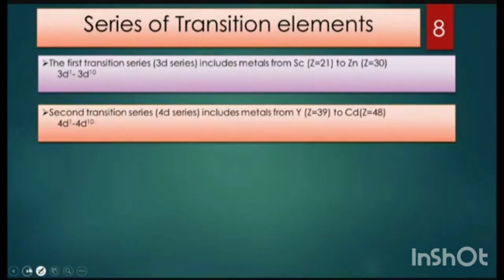The second transition series, which is also called the 4d transition series, includes the metals from yttrium to cadmium. Why is it called the 4d transition series of elements? It is because in these elements the 4d orbital is progressively filled from 4d1 to 4d10.